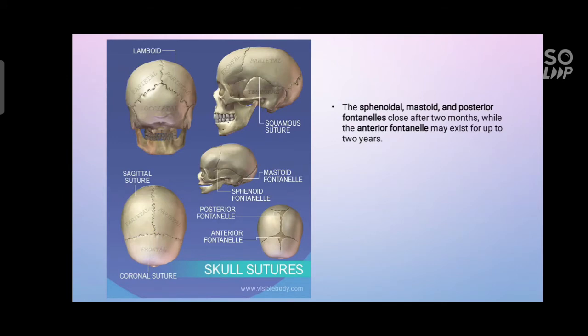So, yung mastoid, sphenoid, at posterior fontanelle ay nagko-close after 2 months ng baby, while yung anterior fontanelle naman, or yung bumbunan na tinatawag natin, ay pwedeng magstay hanggang 2 years old yung bata.